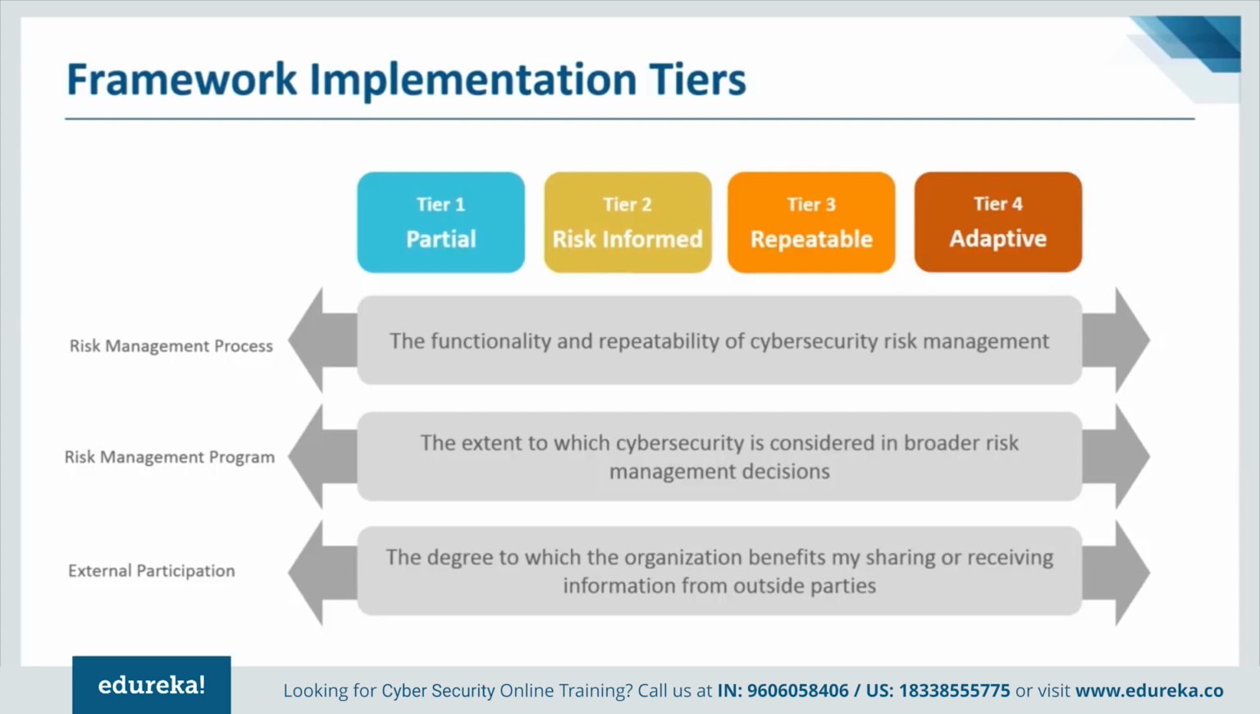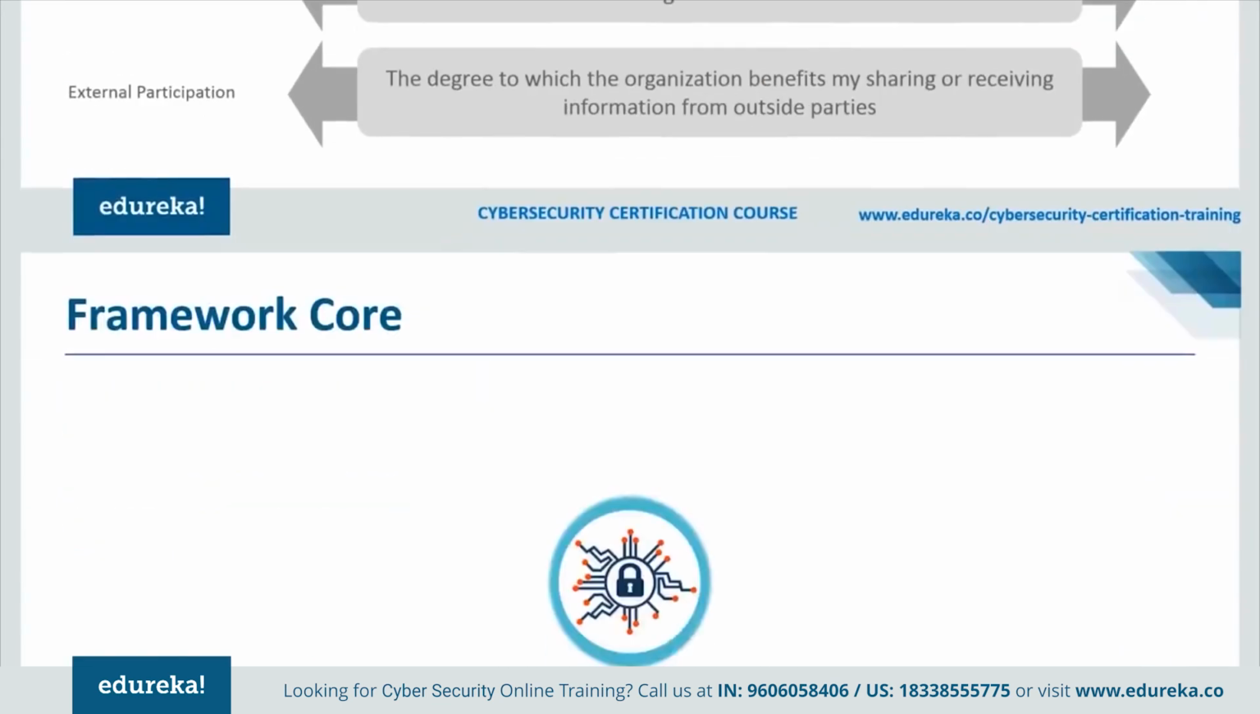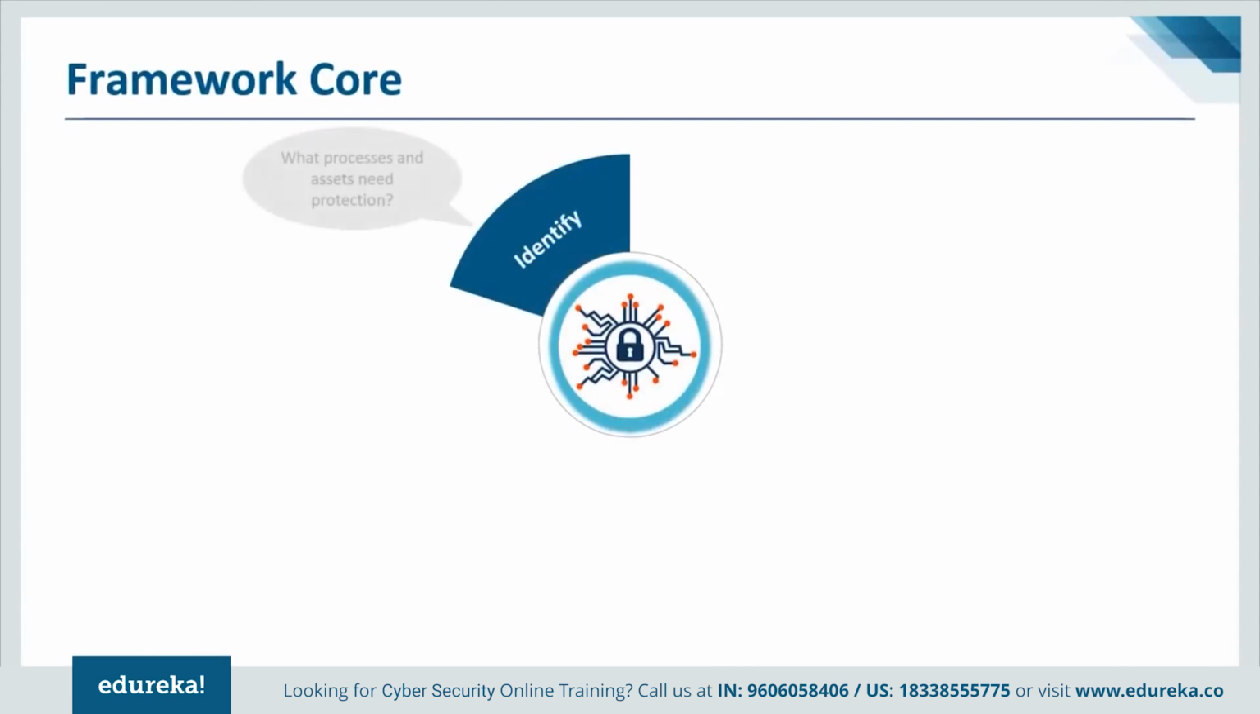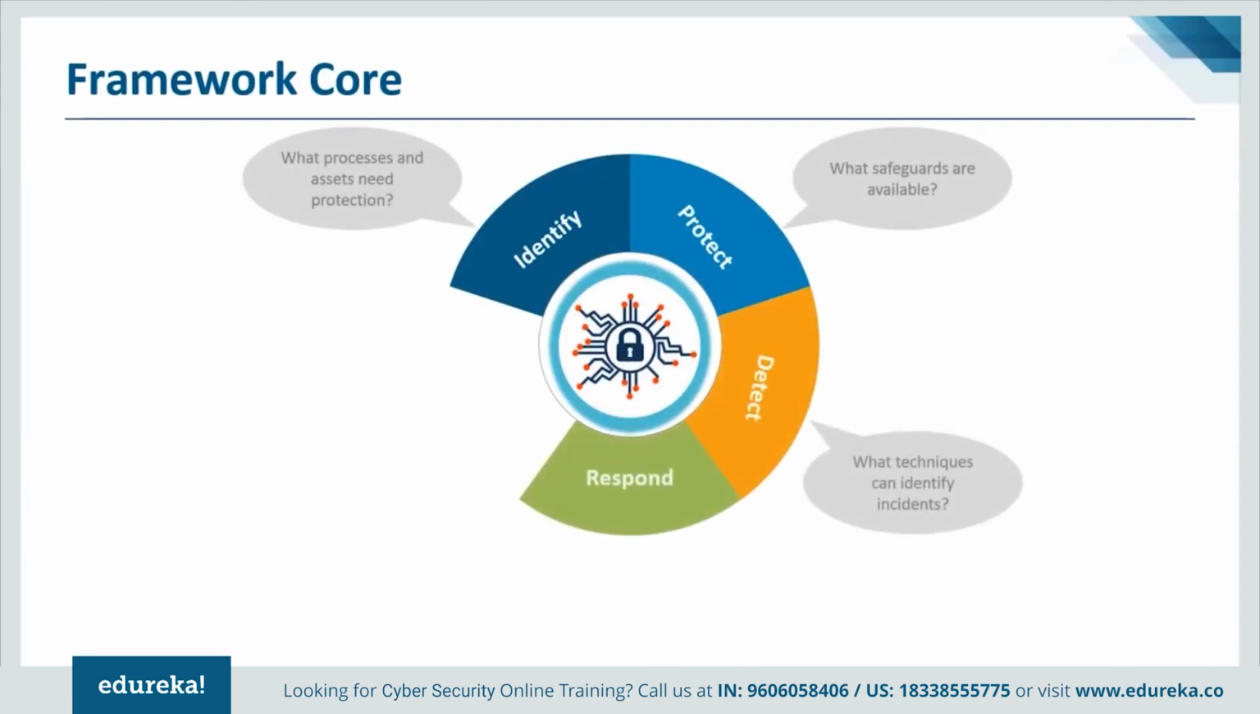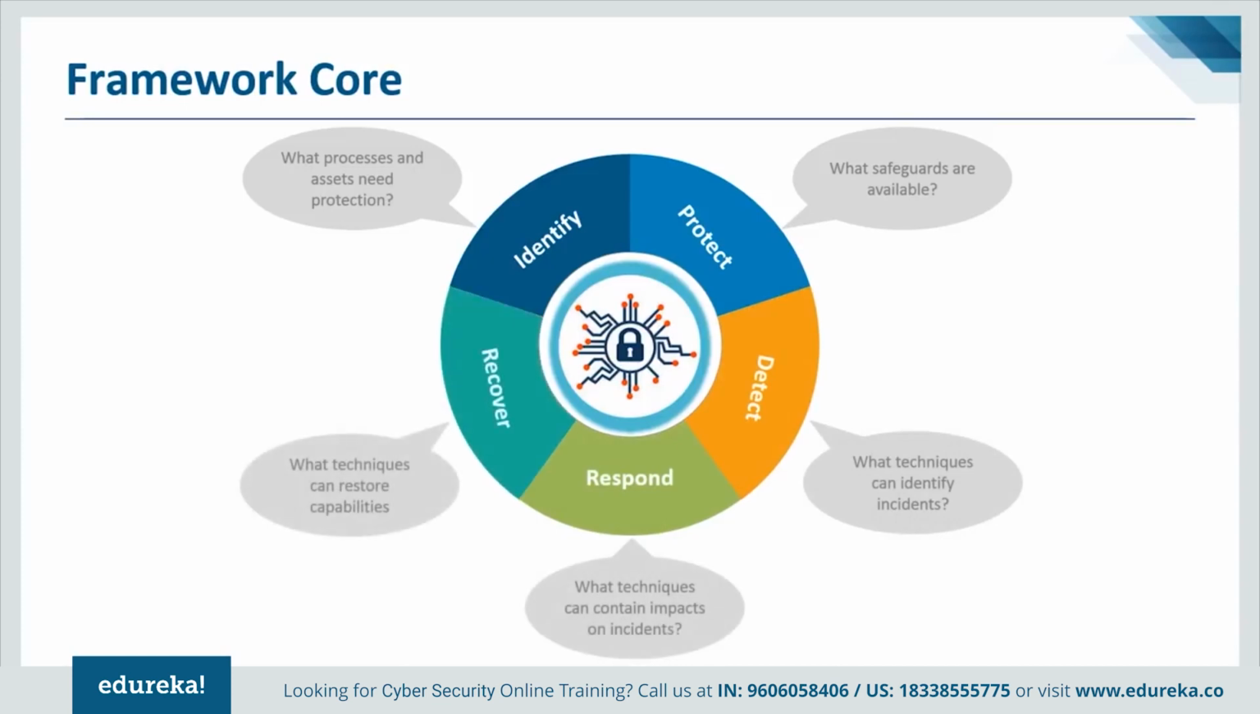Organizations should determine the desired tier, ensuring that the selected level meets organizational goals, reduces cybersecurity risks to a level acceptable by the organization, and is feasible to implement fiscally and otherwise. Next, we have the core. The core is a set of desired cybersecurity activities and outcomes organized into categories and aligned to informative references.